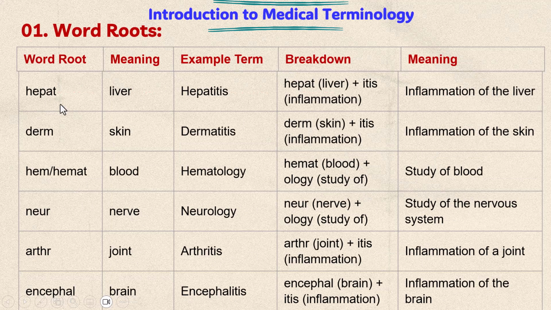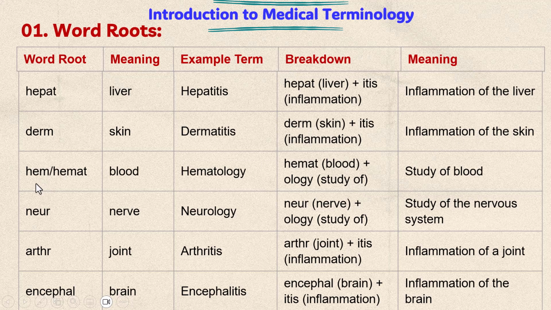Other word root is hepat. Hepat means liver. For example, hepatitis. Here, hepat means liver. Itis means inflammation. So, full meaning is inflammation of the liver. Derm means skin. For example, dermatitis. Here, derm is skin, itis is inflammation. Connecting letter is A. So the meaning is inflammation of the skin.